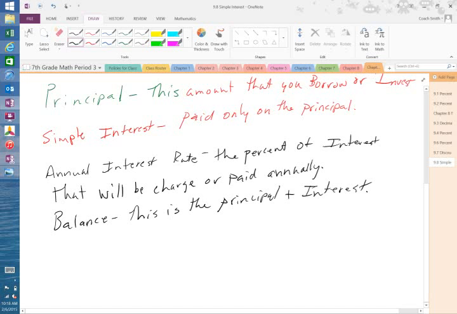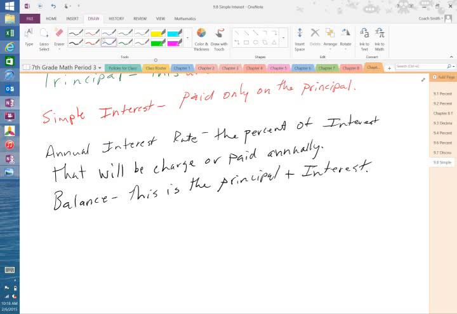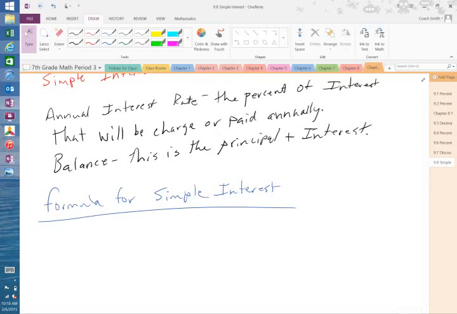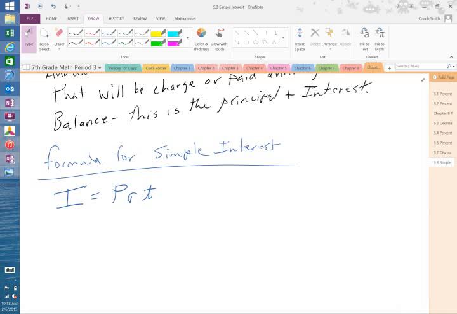All right, now, to figure interest, there is a formula. The formula for simple interest, and this is the most common one. There are others, called the time value of money, and they add some exponents to it, things of that nature. But for us, all we're going to worry about is I equals PRT. Okay, I equals PRT.